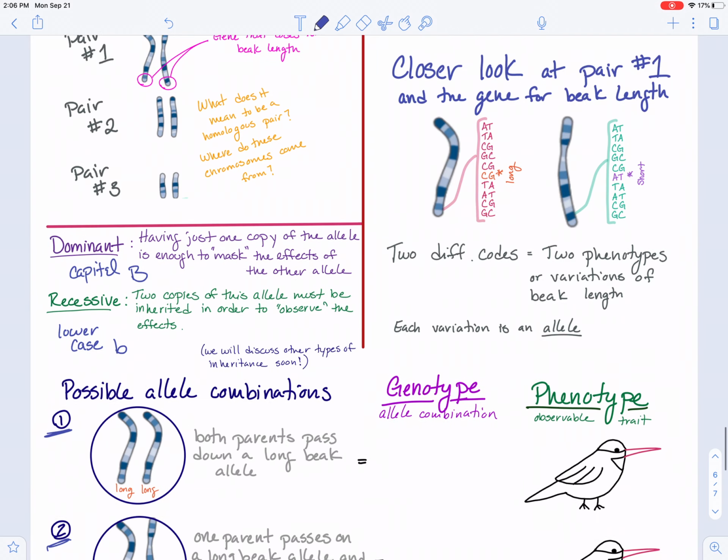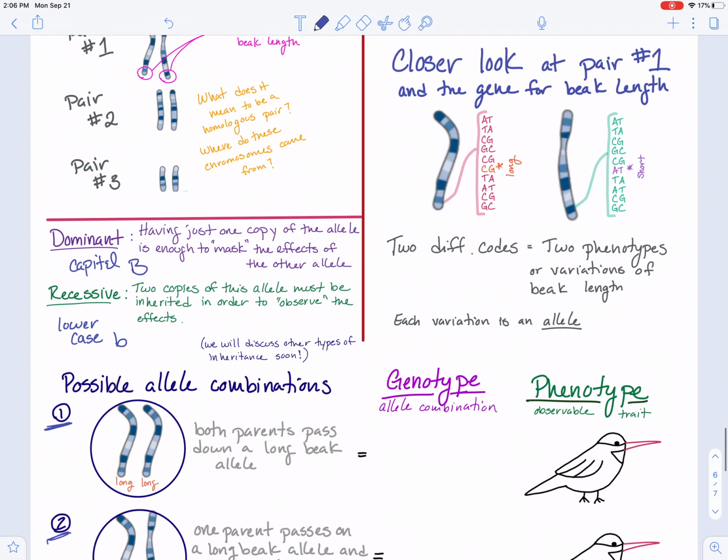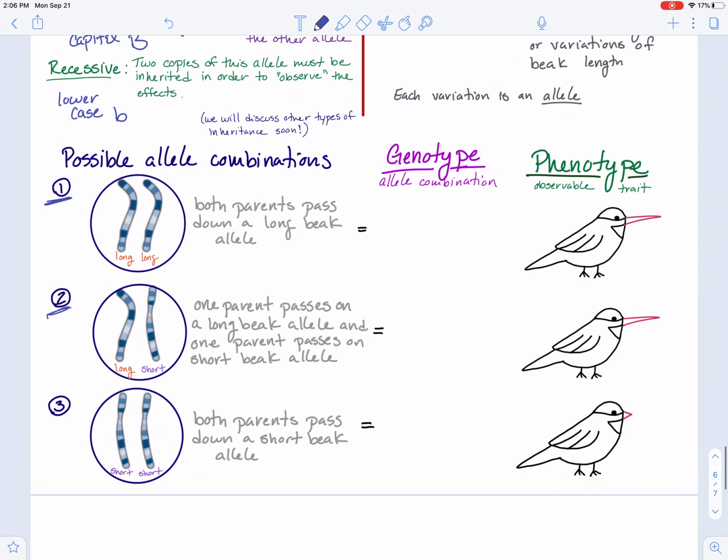So in this case, so far I don't know if long beak or short beak, which one of those is recessive and which one's dominant. All I know is that they both exist, and it's possible that you can inherit the long beak allele or the short beak allele. So let's take a look at our possible variations. And we're going to start with finch number 2 down here.